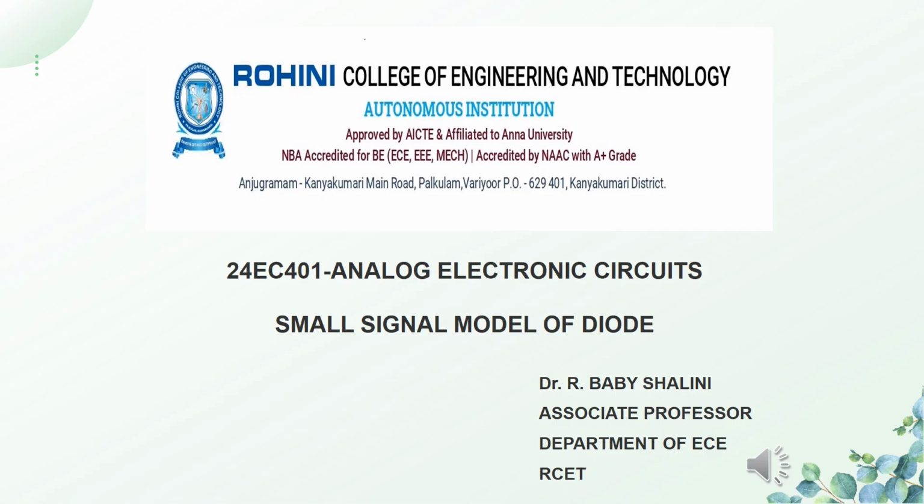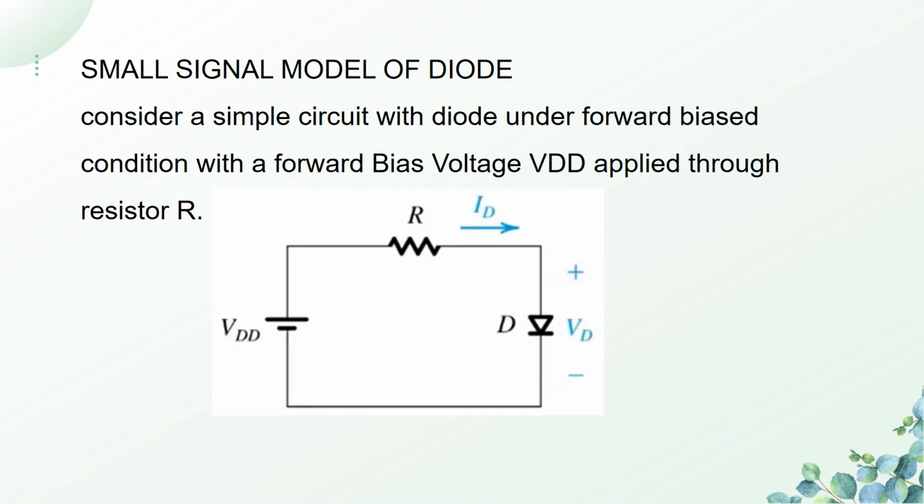In this video, we are going to see about small signal model of a diode. Let us consider a simple circuit of diode under forward biased condition with a forward biased voltage VDD which is applied through a resistor R.